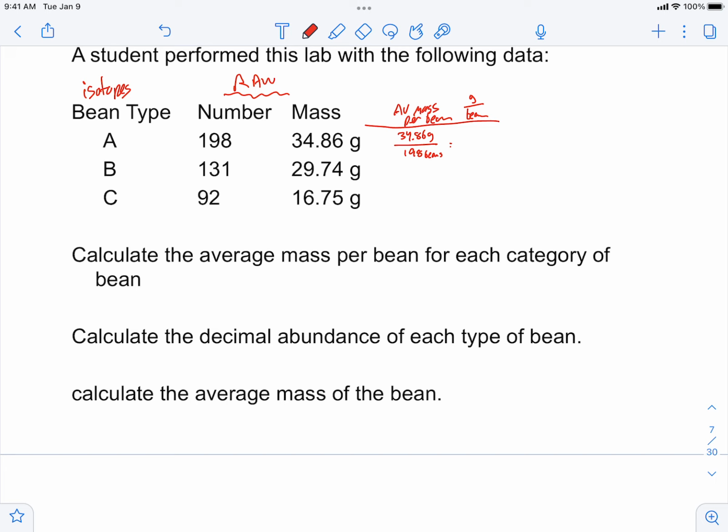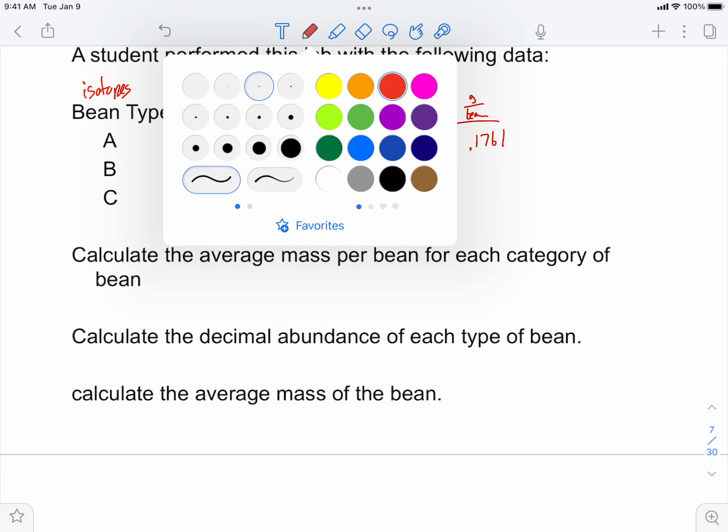Okay, so my mass value was recorded to the 100th place, so that mass value has 4 sig figs. The number of beans is a counted object, so 198 does not have a limit on sig figs. So the number I write down here, 0.176060606, we're just going to have to call it 0.1761. Okay, we did that for the first one.